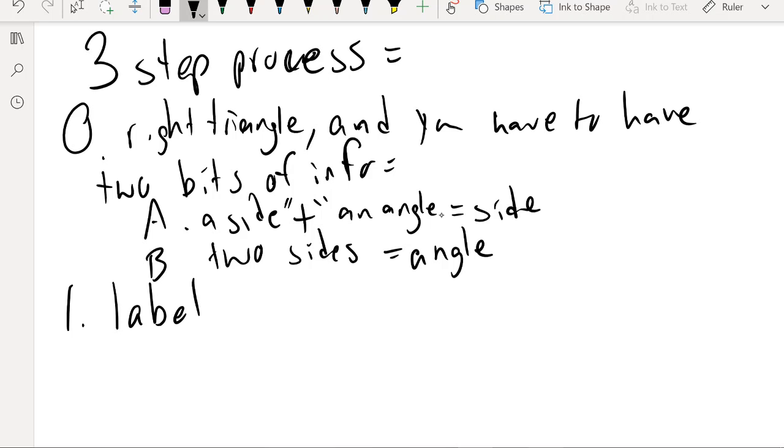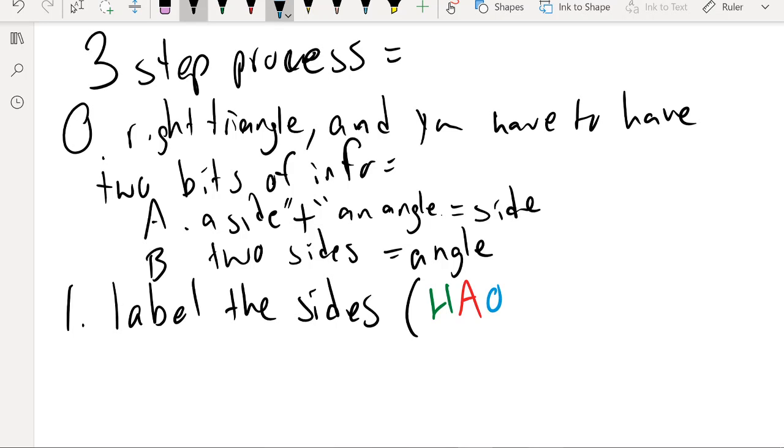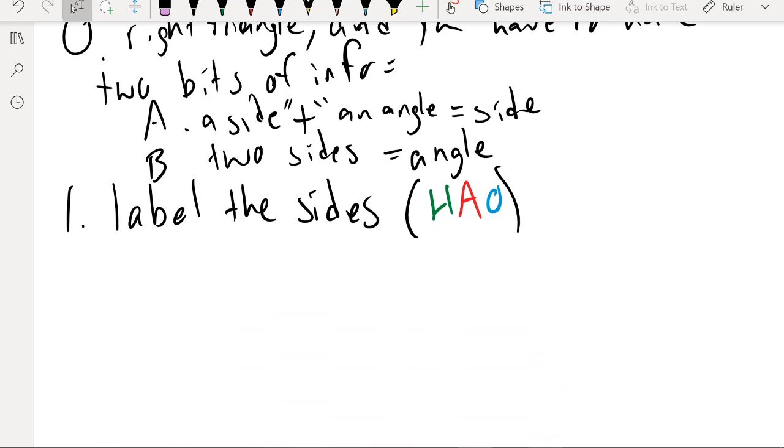Label the sides. And what I mean by that is you label them, you know, heyo, right? H, A, O. You do your heyo. So step 1 is heyo. I'm going to do an example triangle as I'm talking about this. So my example triangle, here's my theta, here's my angle. All right, so you label your sides.